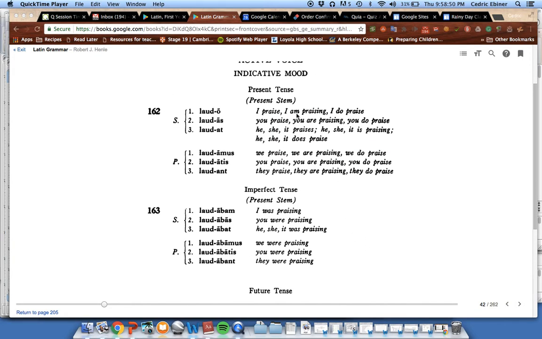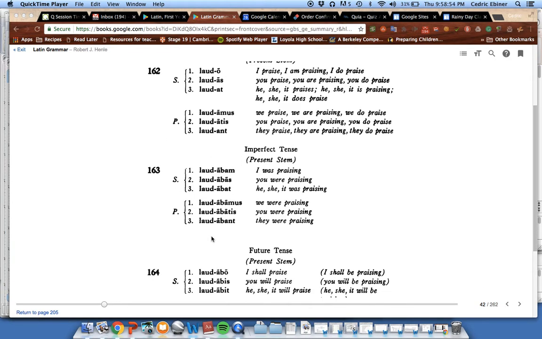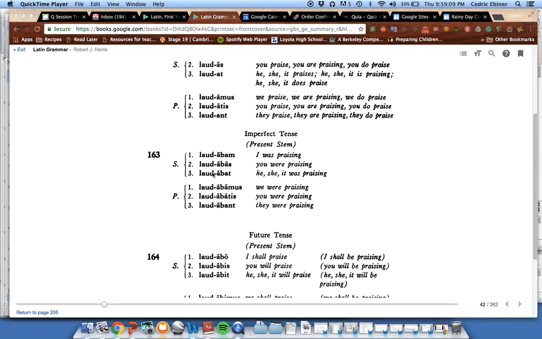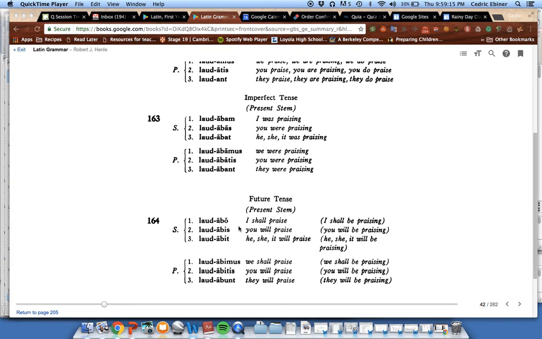So most of your exercises were dealing with verbs in these three tenses, either the present: o, as, at, amus, atis, ant. Okay, that's the endings of the present with the characteristic letter A for the first conjugation and the personal endings we talked about before. Then bam, bas, bat, bamus, batis, bant for the imperfect right here. That's the BA, that's characteristic of the imperfect. And then bo, bis, bit, bimus, bitis, bunt for the future. Okay, so that's for that.